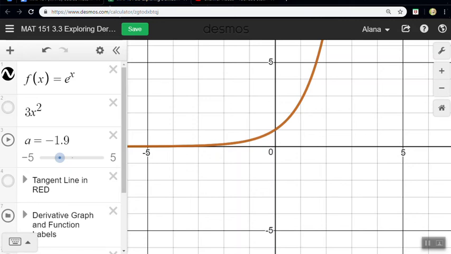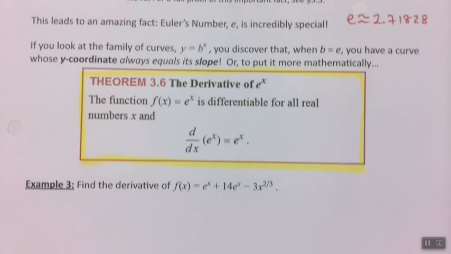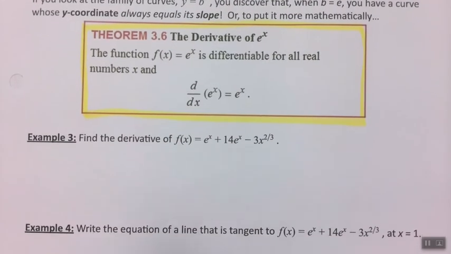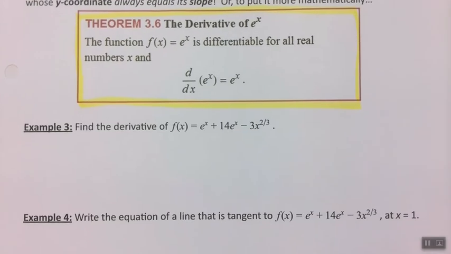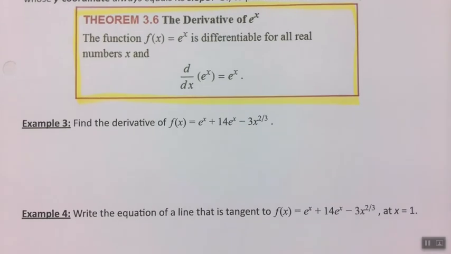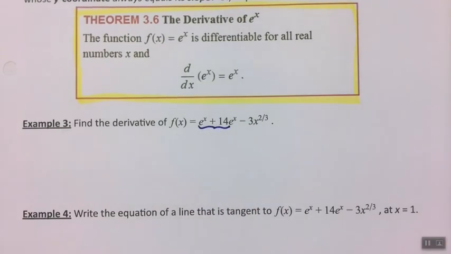Well, that means that taking derivatives with e to the x is going to be easy peasy. So if I want to find the derivative of this function, e to the x plus 14 e to the x minus 3x to the 2/3, that's a little tricky. We might want to notice these two are like terms, right?